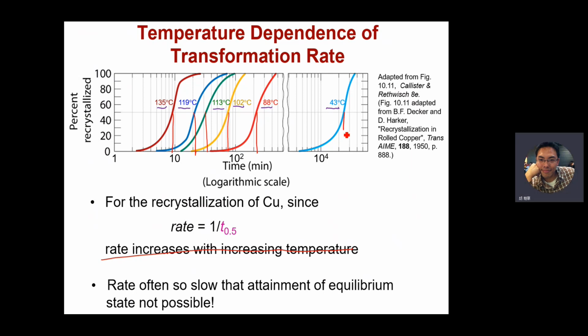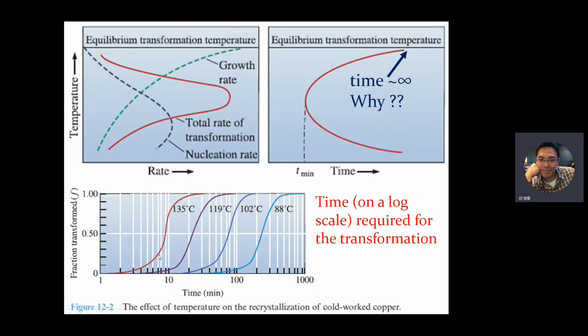So the time of the 50% of phase transformation, right? And we take the reciprocal of t.5. So we define it as t.5, which means the 50% of the phase transformation. And we take the inverse of it, so we get the transformation rate. And rates are often so slow that attainment of equilibrium states is not possible. Rates are often slow, that's for sure. It's very slow. Okay.